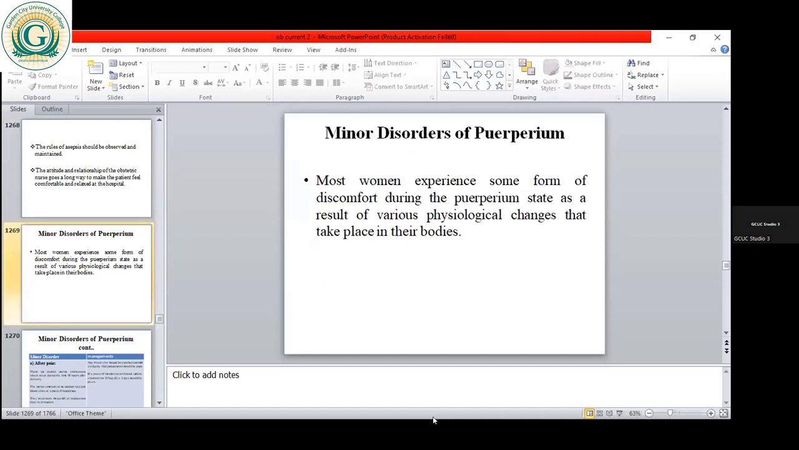The woman will give you some complaints, and don't take them for a joke. Try to help the mother. We call them minor disorders of the puerperium. Don't forget, the puerperium starts the very day the baby is delivered, the placenta is delivered, the third stage is gone, up to 6 weeks. Any complaint from the mother should be taken seriously. Most women experience some form of discomfort during the puerperium as a result of the changes taking place in her.